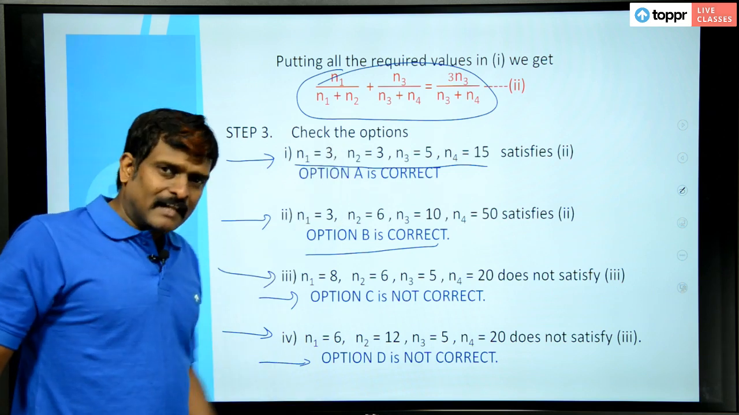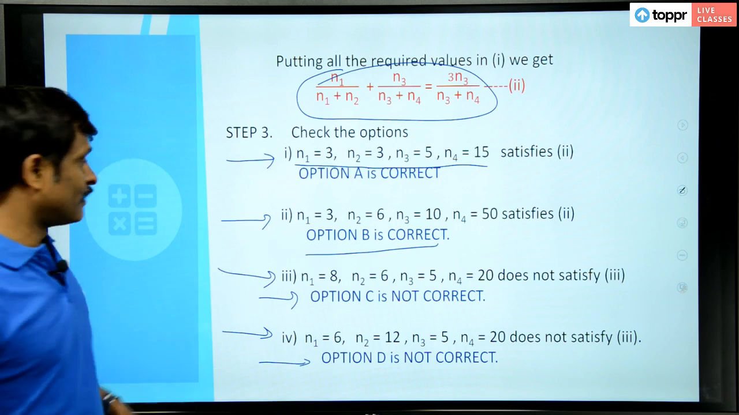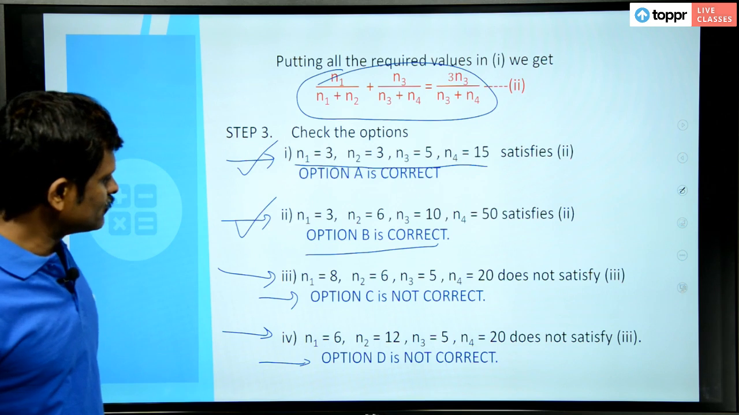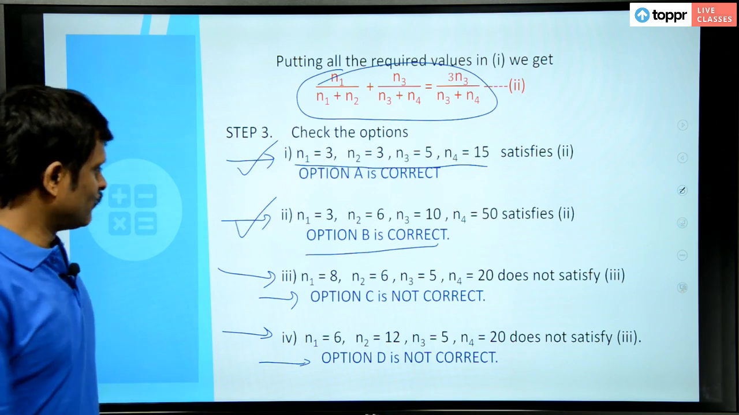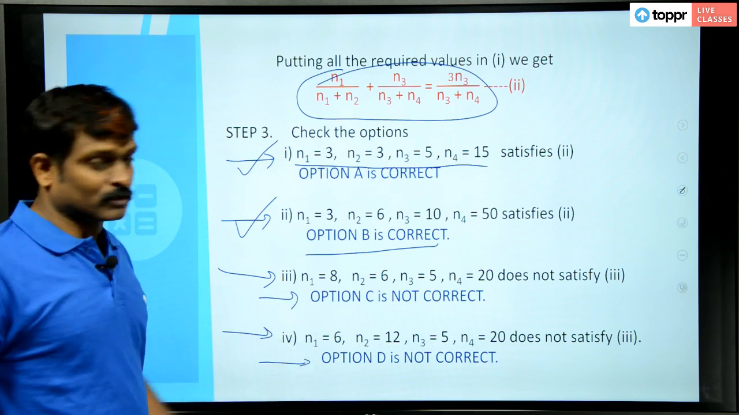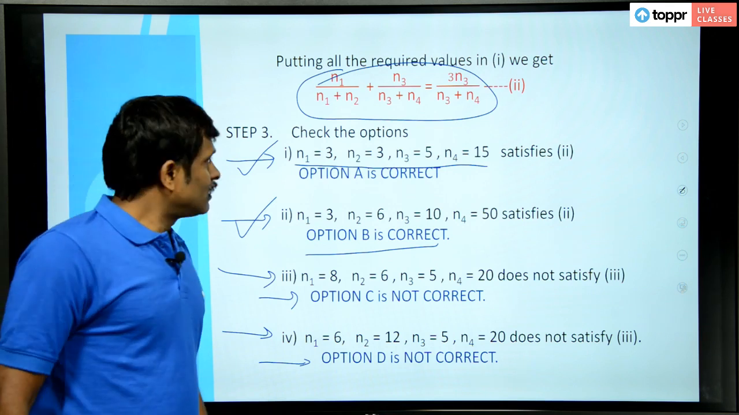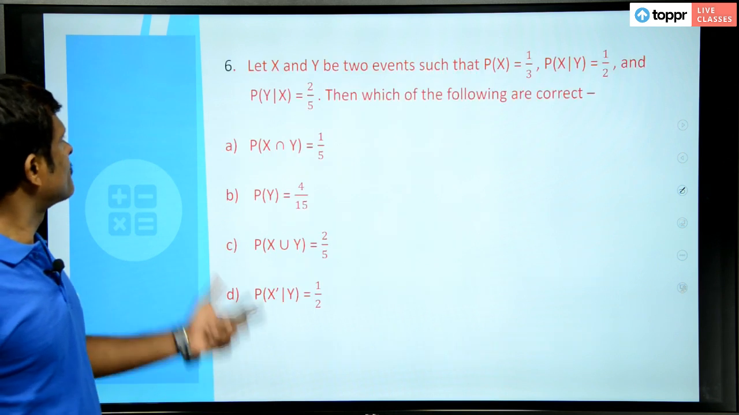So, go through these calculations and check if I have done something wrong, because for me these two, options 1 and 2, are the right options. You please check and see if you get the fourth one and fifth one, I mean third and fourth also maybe, right. Okay guys, can we jump into the next question?